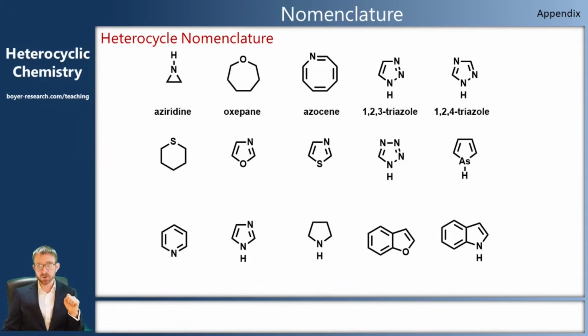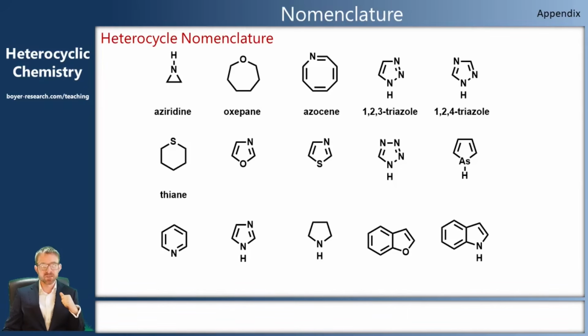And you can see in triazoles, there are 2 different ways to put the nitrogens around the ring. We can differentiate those by using numbers. So 1,2,3, where the nitrogens are next to each other, and 1,2,4, where there's a gap. And we'll see more about numbering heterocycles later on.